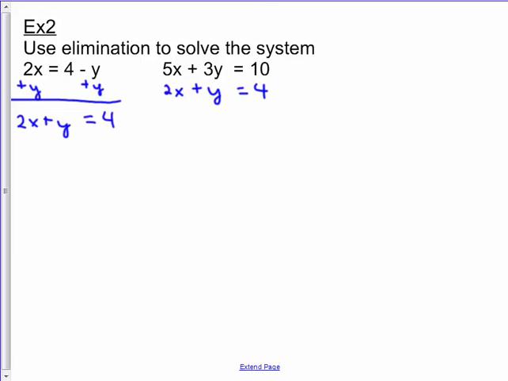At this point, I look at my coefficients. I look at the x's, I look at the y's. My x's here, I have a 5 and a 2.